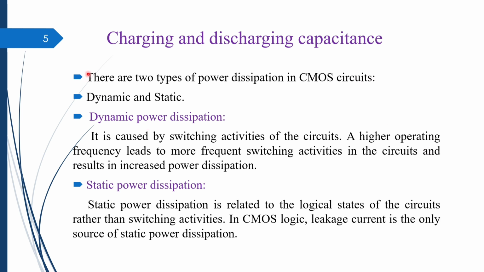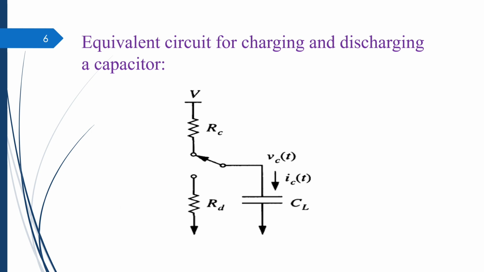In this, charging and discharging of capacitance plays a vital role. Dynamic as well as static power dissipation are the two concepts related with power dissipation. In CMOS logic, leakage current is the only source of static power dissipation. Dynamic is related to the switching activity of the design. So static and dynamic go one after the other.